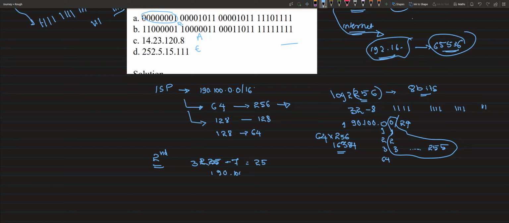So the address is 190.100. Here, the first 64 customers are already done, so it starts from 64. The previous block goes up to 63, and here it will start from 64, then dot 0. This will keep on happening up to 128 here, correct? Not 128, here it will be 256 itself, up to 256.